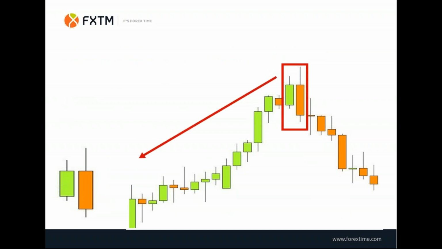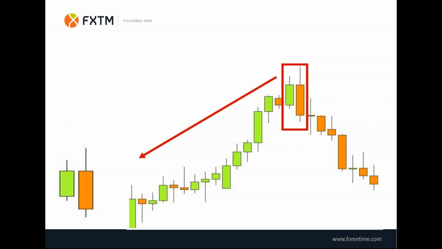Now let's see how this is used. Take a look at this. The market was going up and up and up, and all of a sudden we saw these two pair of candles. The first is bullish, second is bearish, and it looks like the second one engulfed the first one. The closing price of the second one was lower than the opening price of the first one.